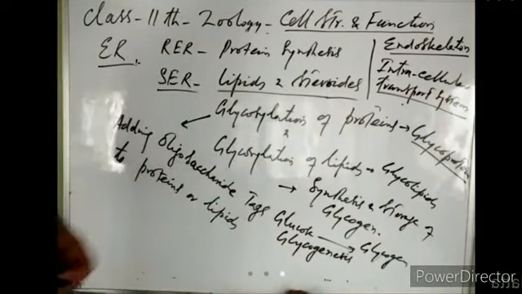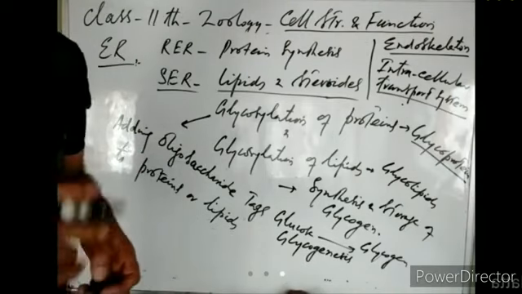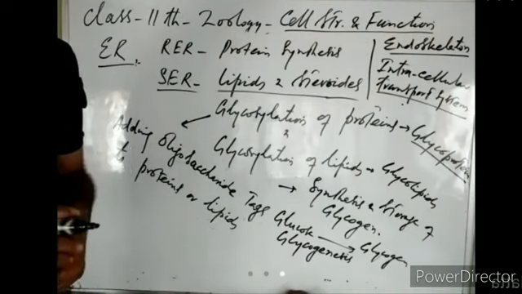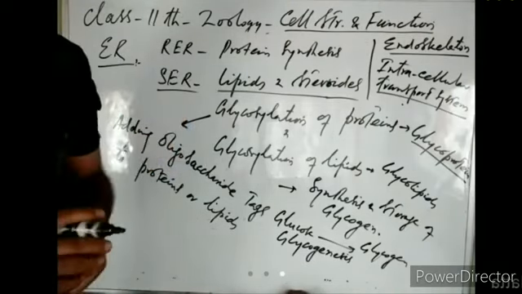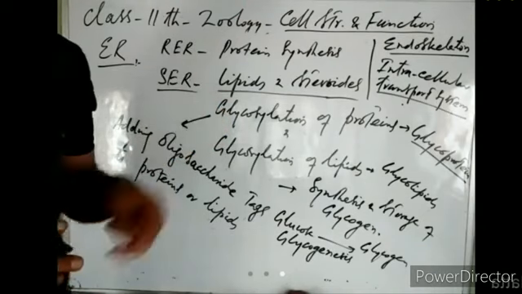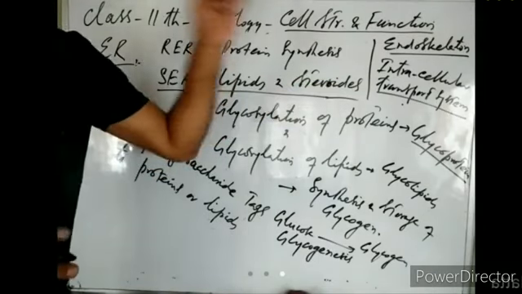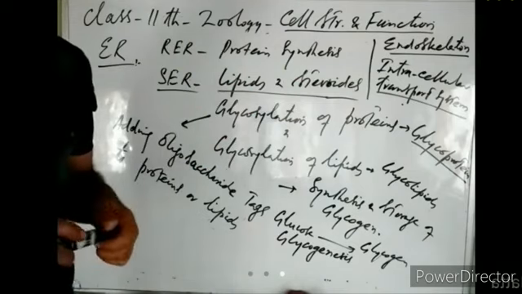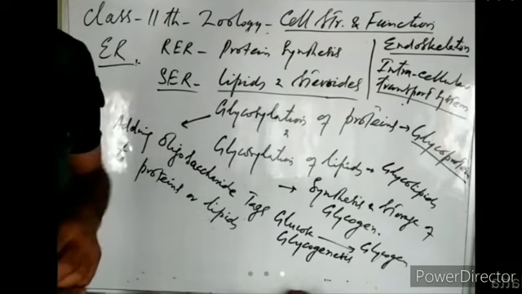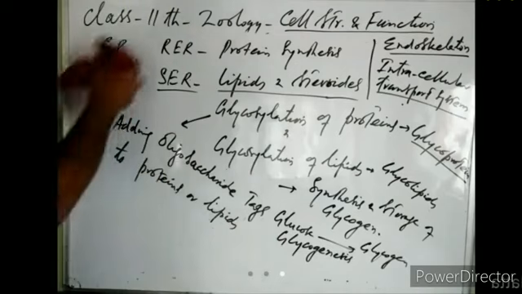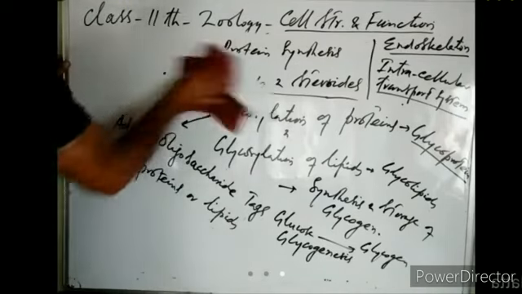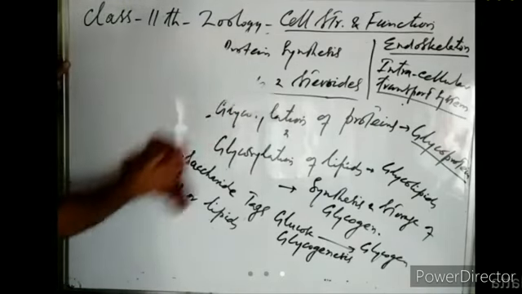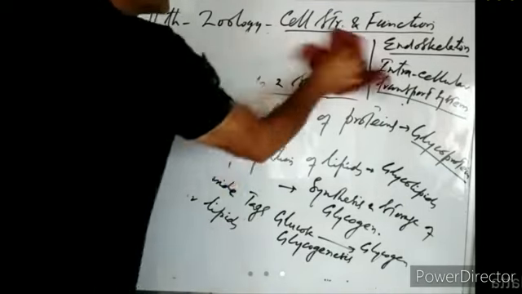Vesicles which are pinched off from smooth endoplasmic reticulum may join with the Golgi body, right? So they also carry the materials. So this endoplasmic reticulum forms an intracellular transport system. So that is all about endoplasmic reticulum. These were the cumulative functions of endoplasmic reticulum.